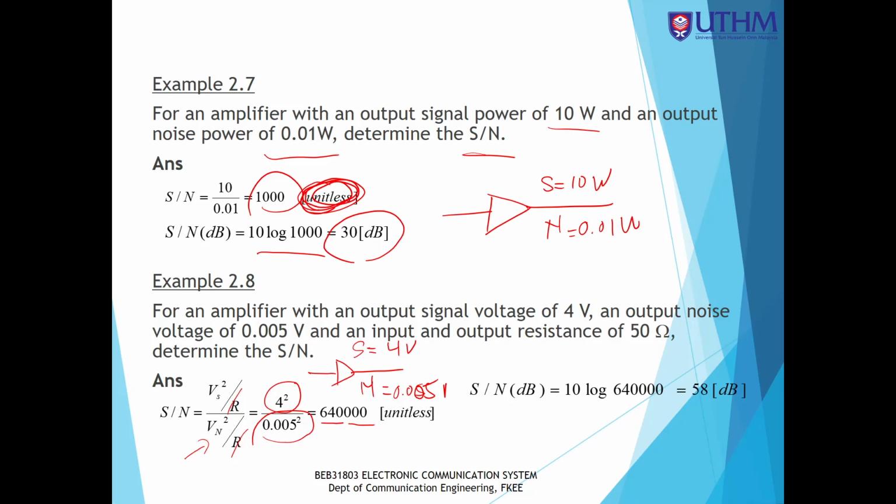Okay. And when we write in terms of decibel, 10 log S over N. So 10 log 640,000. Okay, so you get 58 dB. So remember the way we calculate is 10 log parameter. Since we already get the value 640,000, so 10 log 640,000, we get 58 decibel.